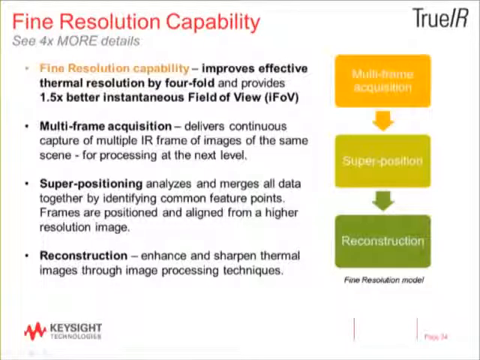Superpositioning is the next process, to identify a set of common feature points on each of the frames and then position and align them accordingly to form a higher resolution image. And in the last process, reconstruction, final touches are made to ensure a clear and sharp image is produced, a thermal image with 4 times more effective resolution. So with fine resolution capability, you will get the benefits of higher resolution without significant increase in cost.